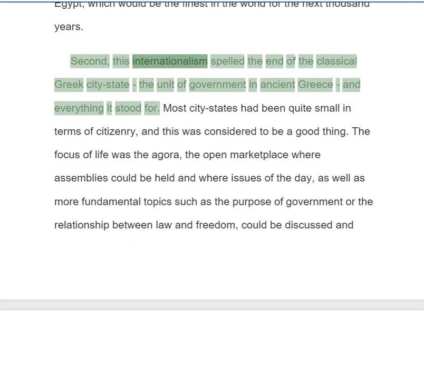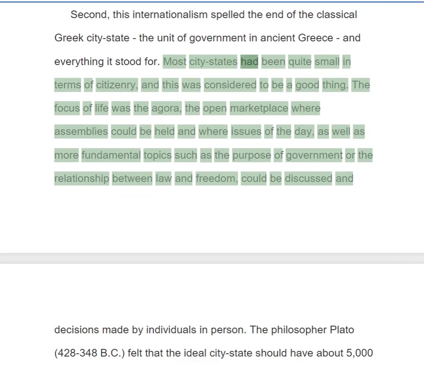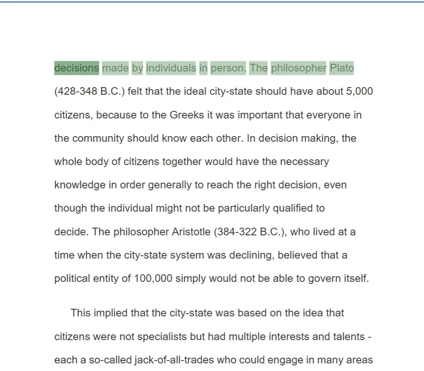Second, this internationalism spelled the end of the classical Greek city-state, the unit of government in ancient Greece, and everything it stood for. Most city-states had been quite small in terms of citizenry, and this was considered to be a good thing. The focus of life was the agora, the open marketplace where assemblies could be held and where issues of the day, as well as more fundamental topics such as the purpose of government or the relationship between law and freedom, could be discussed and decisions made by individuals in person.